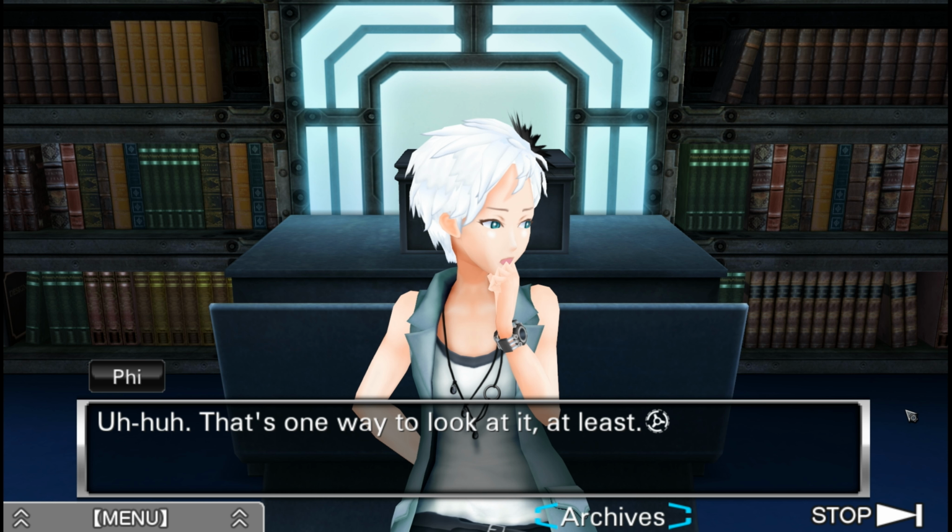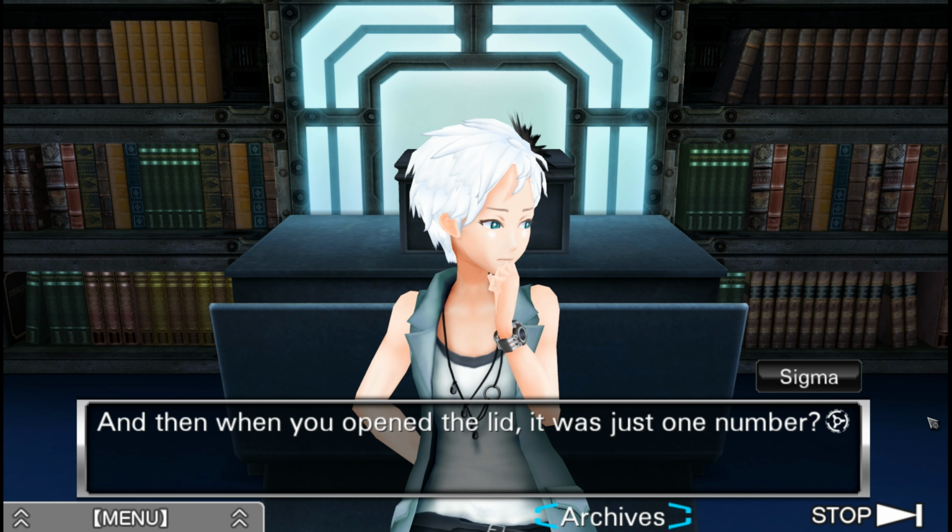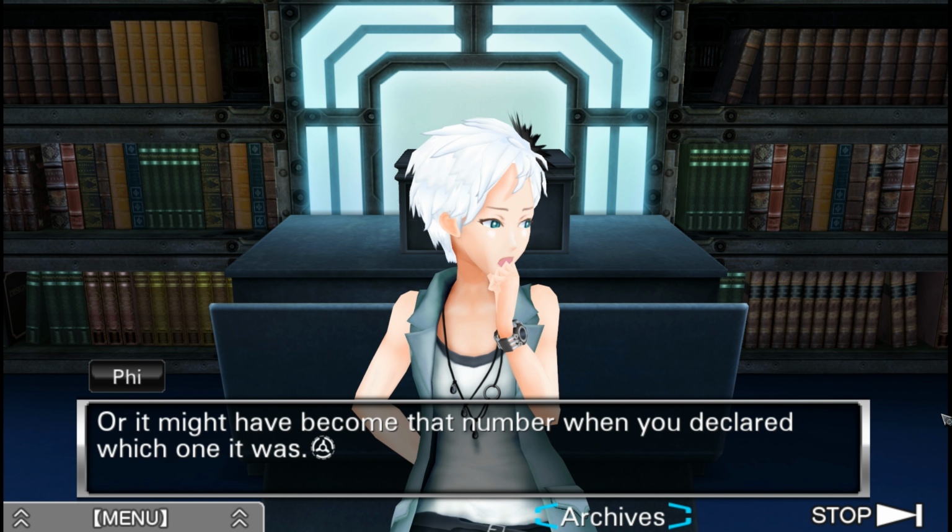That's one way to look at it, at least. I was being sarcastic before, but if you have questions, seriously, let me know. I'd love to talk about it. This kind of stuff just fascinates me, if it wasn't already clear. And then when you open the lid, it was just one number. Or it might have become that number when you declared which one it was.